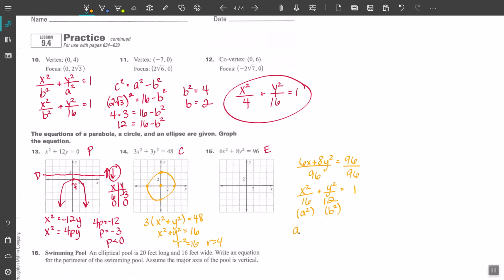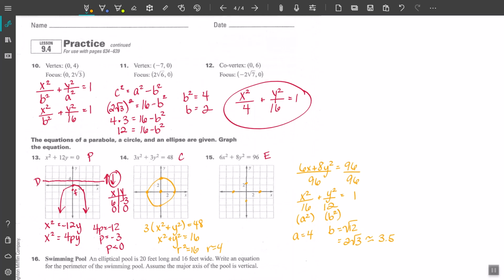And so when we solve for a, we're going to get 4. So since the major axis is our x-axis, it's going to be lying here on the x-axis at 4 and -4. And then our b is the square root of 12. All right, and when we factor that out, we'll get 2 square roots of 3, which is approximately 3.5. So that will lie on the minor axis here and here.